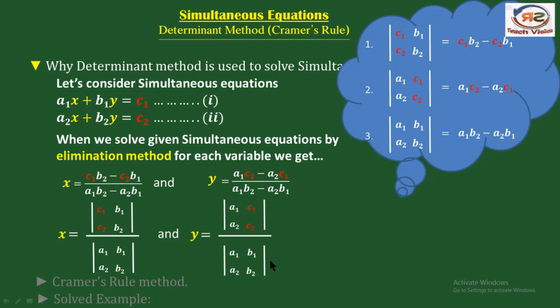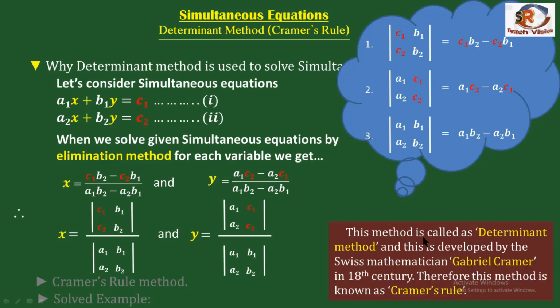It means we can calculate the values of variables which are used in simultaneous equations in the form of determinants, and this method is called determinant method, and this was developed by Swiss mathematician Gabriel Cramer in 18th century. Therefore, this method is also known as Cramer's rule.